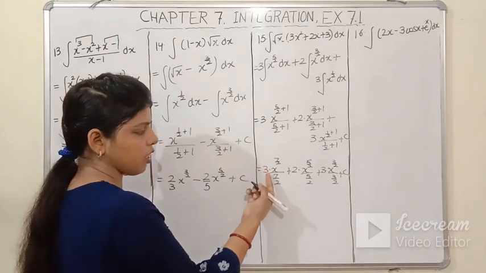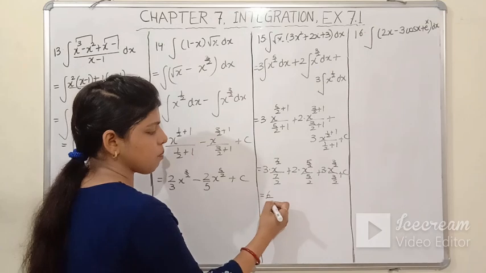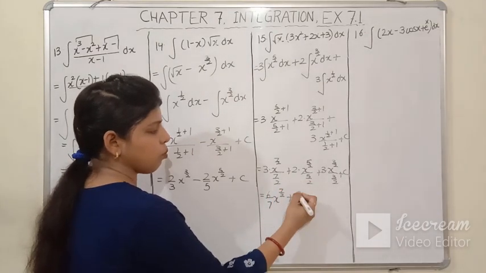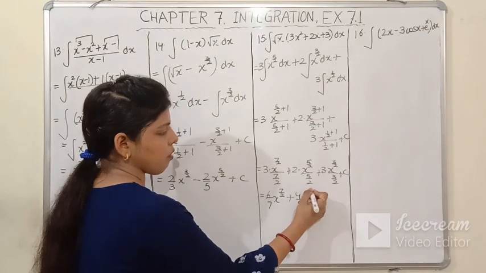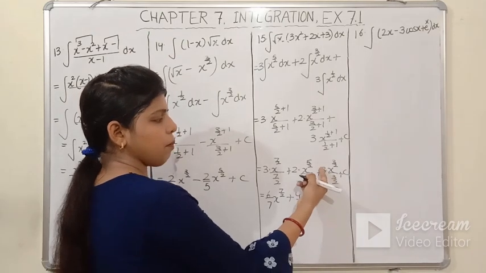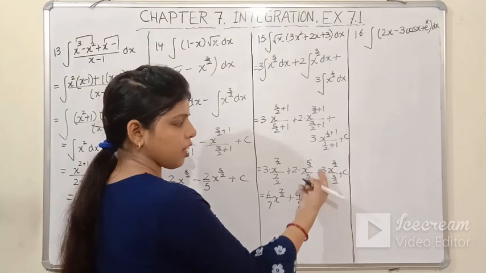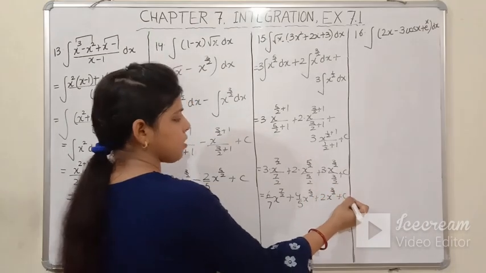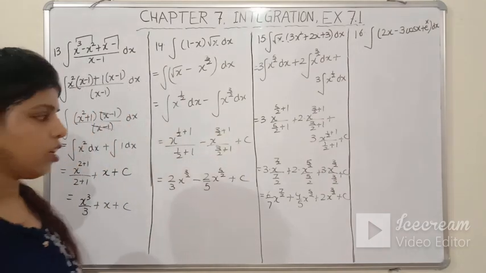in the numerator, this will be shifted to the numerator. So 3 into 2 will become 6 by 7, x raised to the power 7 by 2, plus 2 into 2 becomes 4 by 5, x raised to the power 5 by 2. Now this 3 will be cancelled by 3 and this 2 will come in the numerator. So it becomes 2 into x raised to the power 3 by 2 plus c. So this is our final answer.